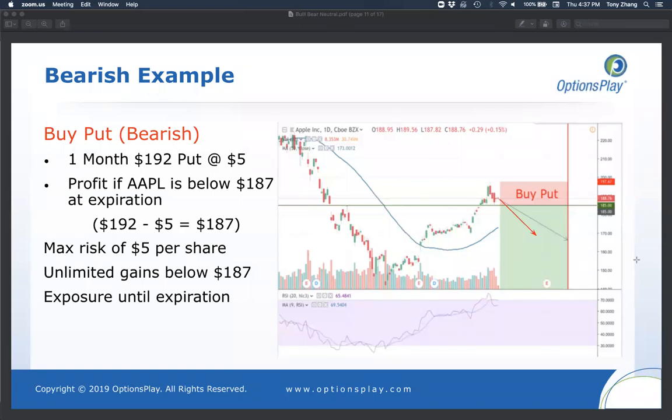And those are the types of risk to reward ratios that you get from buying a put option versus shorting that stock, because shorting that stock gives you symmetrical exposure to both sides. And lastly, you maintain this exposure until expiration.